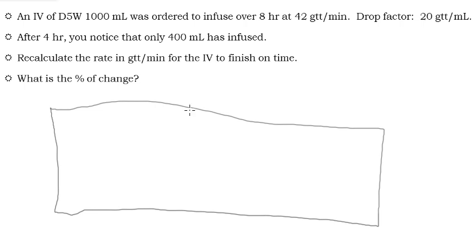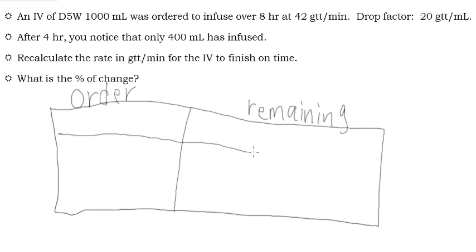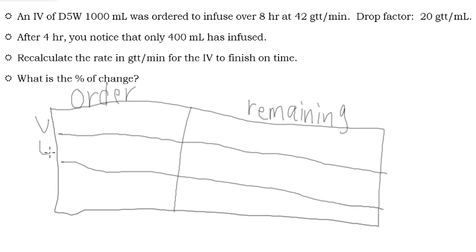And on the left-hand side, my column is based on the order. And on the right-hand side, the column is based on what we have remaining when we need to recalculate. Now, in both columns, I need to find the same pieces of information, and these will allow me to organize and solve the problem. So the first thing that I need is the volume, the time, and I need to know the rate.